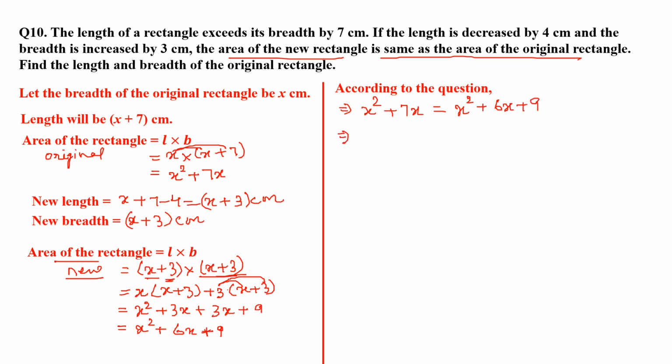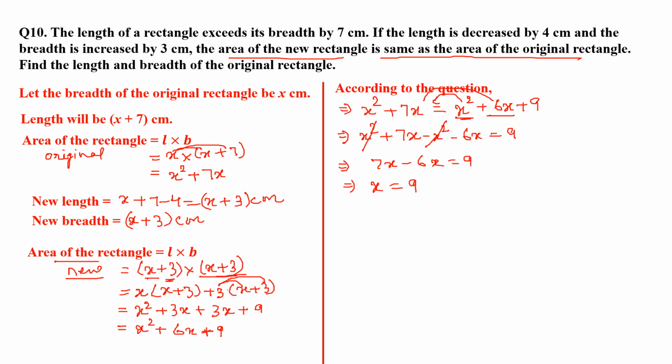Now bring all the variables to LHS. So x square plus 7x. Now transposing x square to LHS, it is minus x square, and transposing plus 6x to LHS, it is minus 6x equal to 9. x square minus x square cancel out. So you will get 7x minus 6x equal to 9. So the value of x is 9.